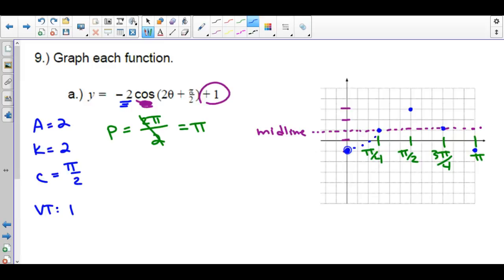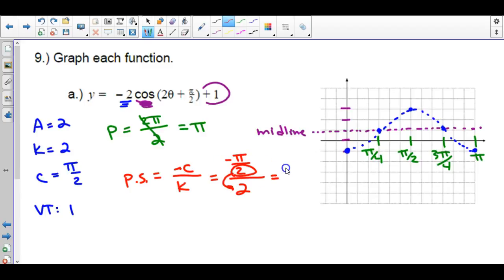So what I'm going to do is draw in the fact that this is what my curve would look like, except I have a phase shift. That pi over 2 is going to shift my graph. And we need to figure out what that's going to look like. So phase shift equals, you take, again, negative c, or opposite c over k. So I'm going to take opposite pi over 2 over my k value, which was 2. And this is going to simplify, this 2 drops to the denominator. This means that my function is going to shift to the left pi over 4. I know this is to the left because this is negative.